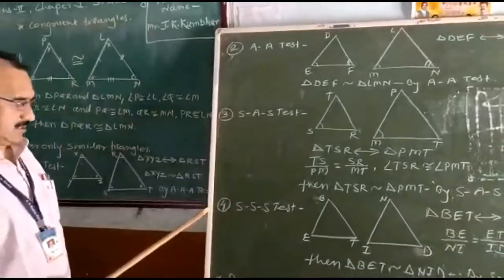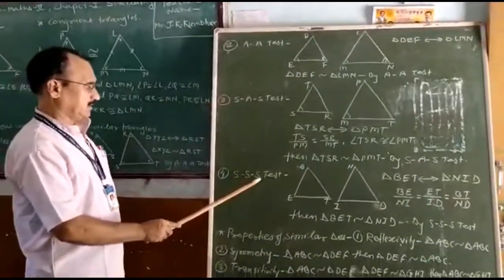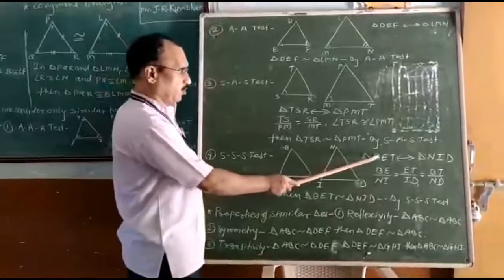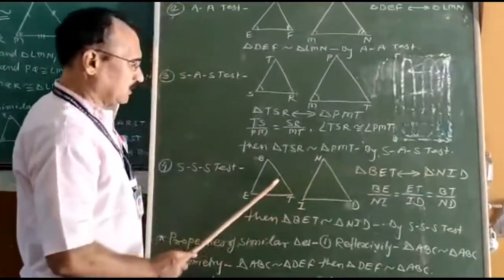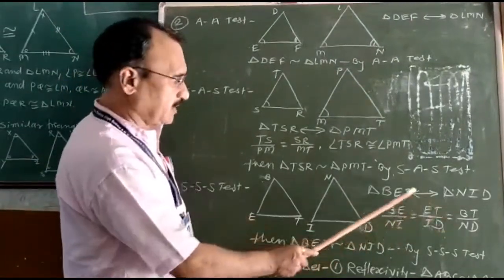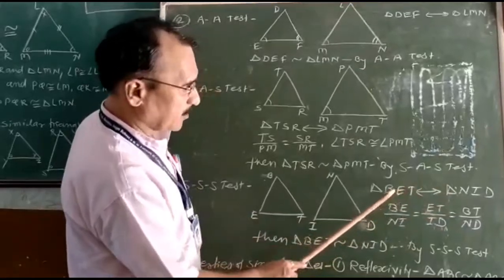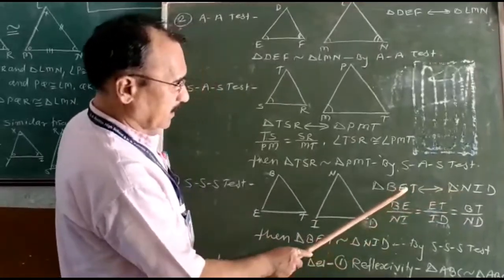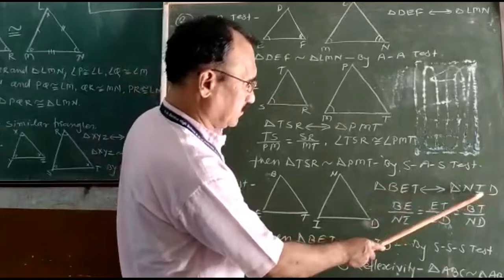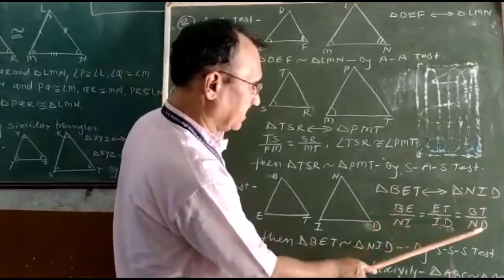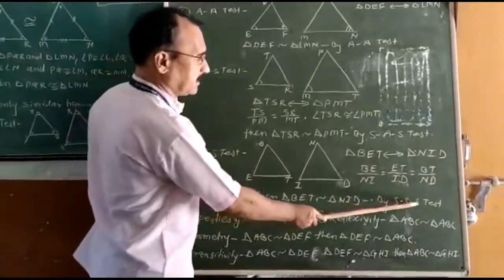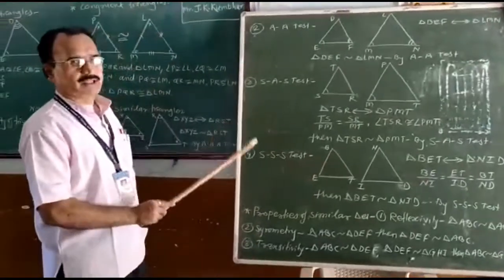Now the last test, it is the fourth test. The SSS test, means side test. In these two triangles, according to this one-to-one correspondence, all these sides are equal in proportion. What is meant by equal in proportion? That means according to this correspondence, DE upon LM, EF upon MN, and DF upon LN are equal. That means these two triangles are similar by the SSS test. These are the four tests of similar triangles.